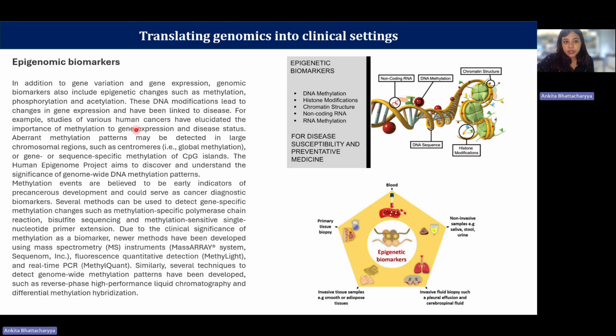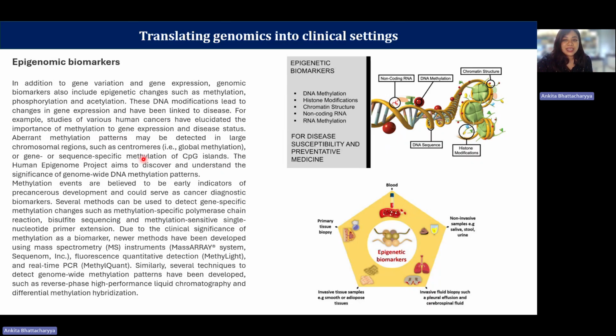For example, study of various human cancers has elucidated the importance of methylation to gene expression and disease status. Aberrant methylation patterns might be detected in large chromosomal regions like centromeres, like global methylation, or gene or sequence-specific methylation of CpG islands. The Human Epigenome Project aims to discover and understand the significance of these DNA methylation patterns. So that's a very hot topic. It's a very interesting and very cool topic as well, and that's what it aims to do.